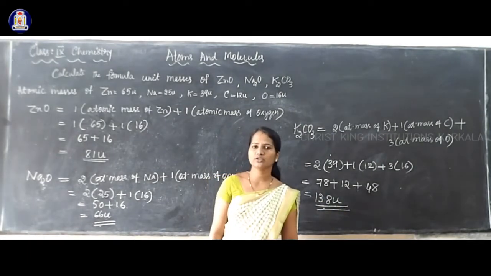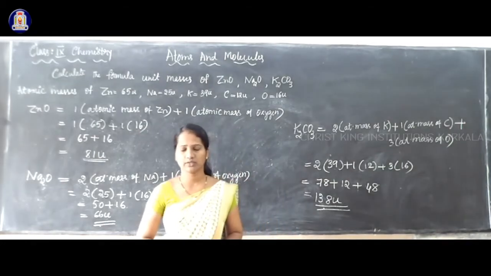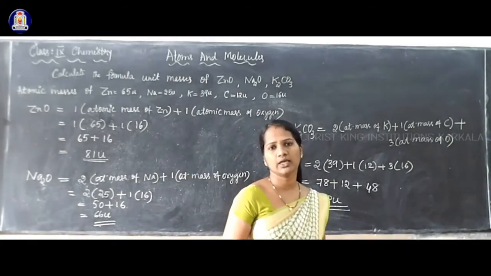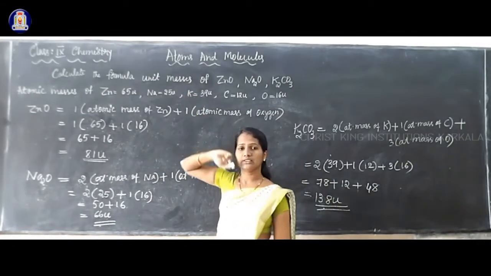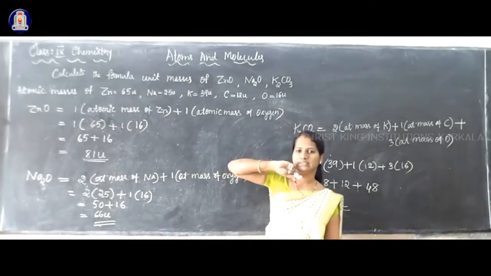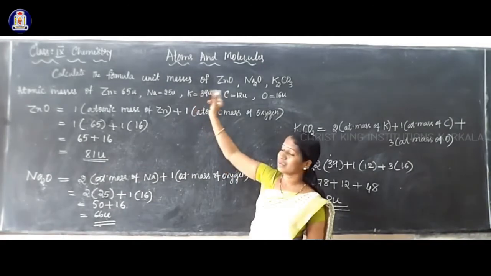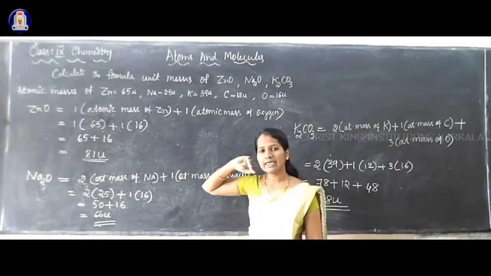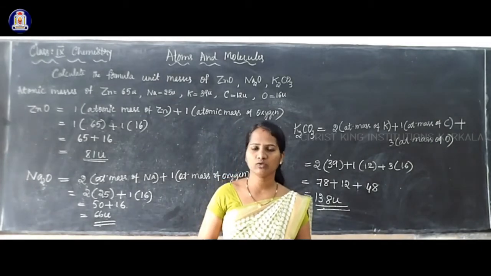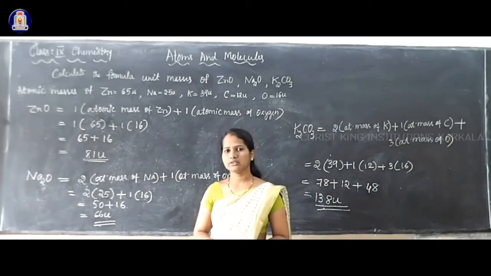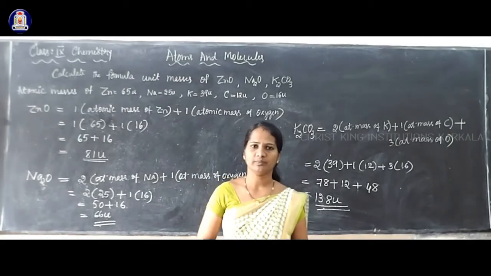So the calculation of atomic mass, the calculation of molecular mass and the calculation of formula unit mass: the method is the same for both, but you should know the atomic masses of different elements. If the atomic mass is given, you can easily calculate the formula unit mass of the given compound.